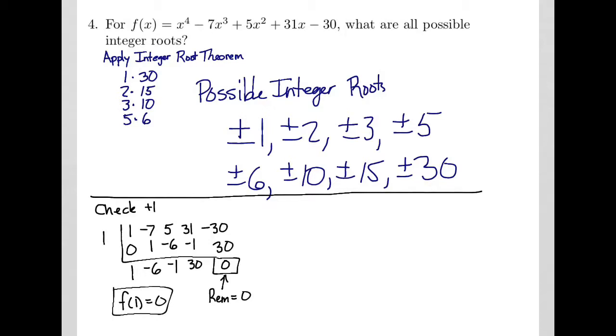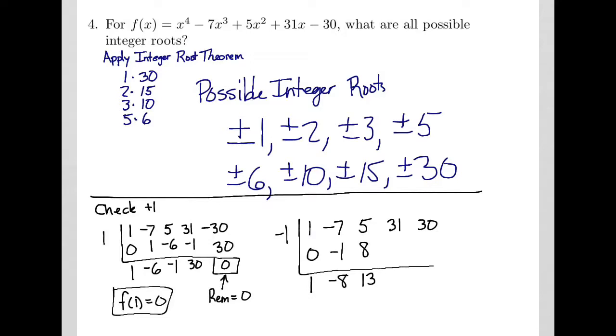If I was to check negative 1, I would repeat the process. I'd write down all the coefficients, I'd leave space for the second row, put down my test number, negative 1, repeat the process. I add, multiply by negative 1, I add, multiply by negative 1, add, multiply by negative 1, I add, let's see, that gives me 18, multiply by negative 1, and add, I get 12. My remainder is 12, and that tells me that my function value at negative 1 has a value of 12. And so this is not a root.